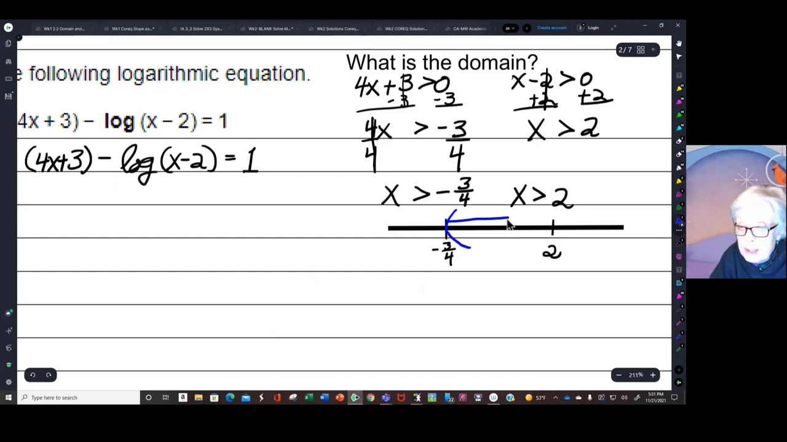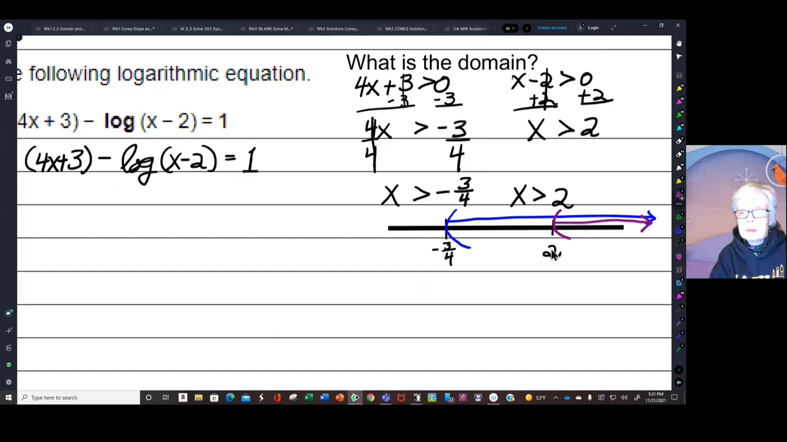X has to be strictly greater than negative 3/4. And at the same time, it has to be strictly greater than 2. The only place where the arrows agree is to the right of 2. So x greater than 2 is going to be our domain. Or you could kind of do it in your head. If x has to be greater than negative 3/4 and greater than 2 at the same time, then you're going to have to go for greater than 2.